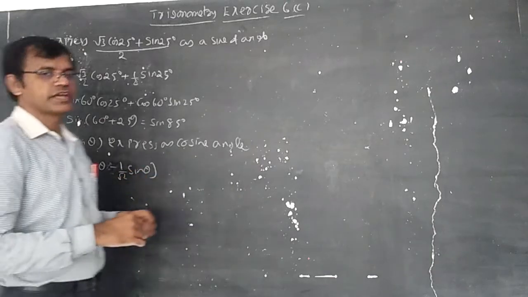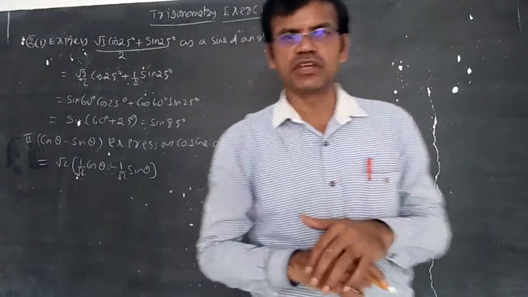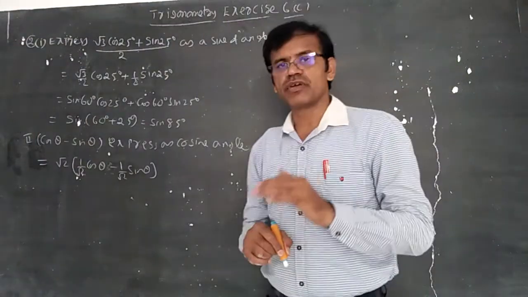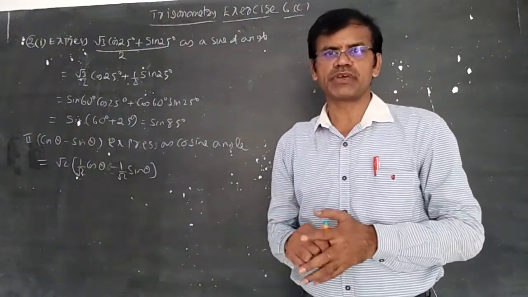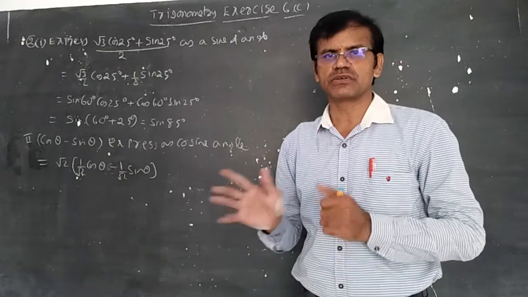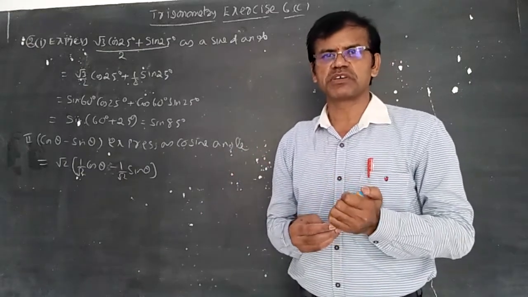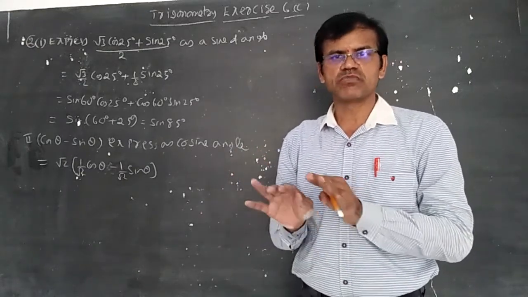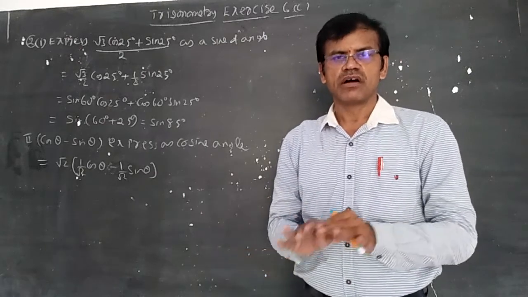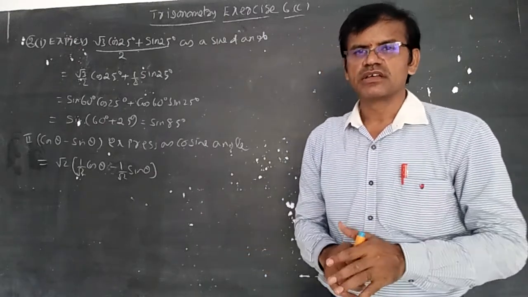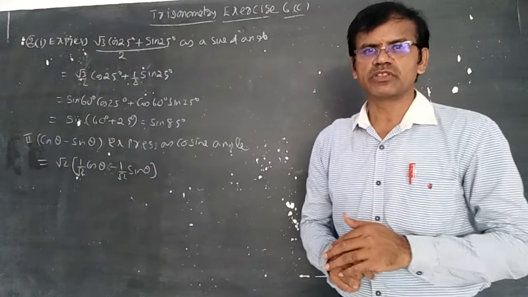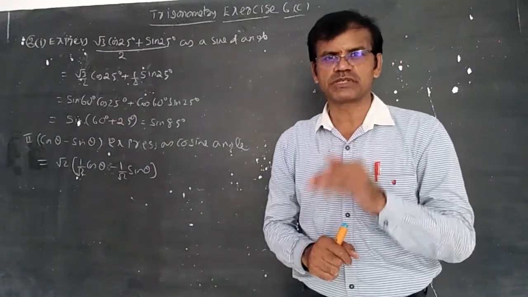Why you are multiplying and dividing with root 2 means, if any expression is in the form of a cos theta plus b sin theta, or a sin theta plus b cos theta, then you need to multiply and divide with root of a square plus b square.